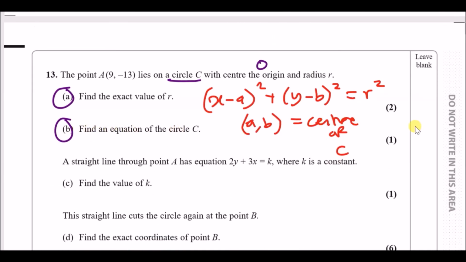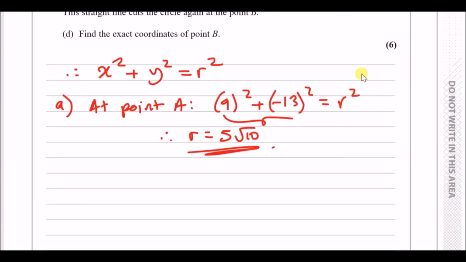And for B, it follows on. Find the equation of a circle. So we have the equation of the circle right here. R is 5 root 10. If you square it, your equation is now going to be x squared plus y squared equals 5 root 10 squared.